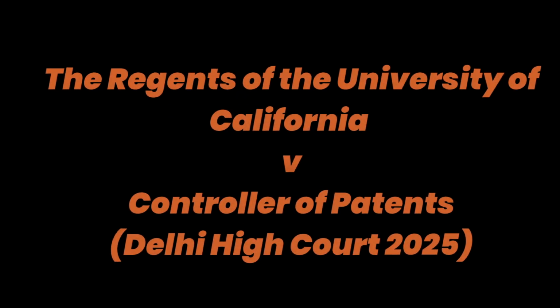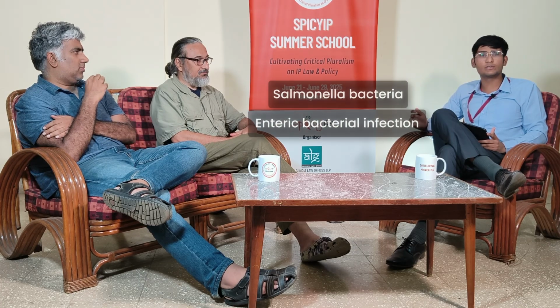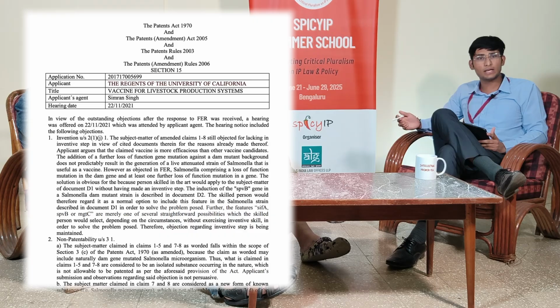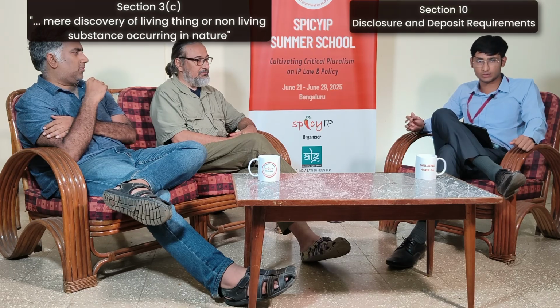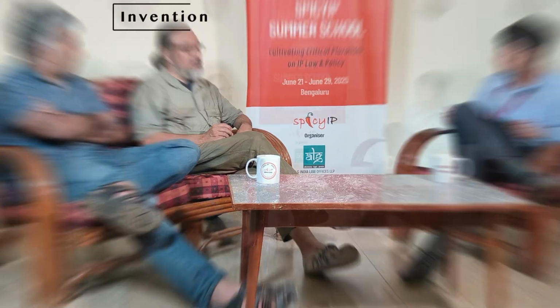Today we are going to be discussing the Delhi High Court judgment in the Regents of the University of California versus the Controller of Patents. In this case, the claim related to a recombinant salmonella microorganism based live vaccine for preventing enteric bacterial infection, which was refused by the Patent Office and an appeal was upheld by the Delhi High Court. The sections under which this was refused were Section 3C and also Section 10 for not sufficient disclosure. So, sir, can you explain what the invention in this case was?